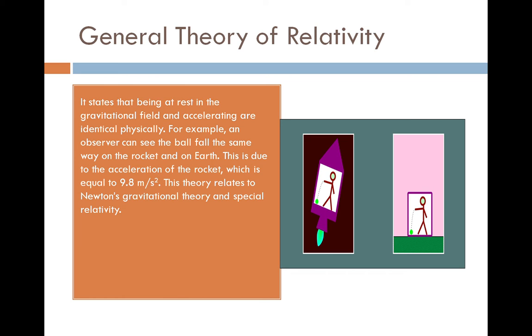In this picture you can see two persons standing and throwing a ball. The person on Earth in the second picture is at rest, and though he's throwing the ball, it seems to behave the same as when the person is throwing it on the rocket, which is accelerating at 9.8 meters per second squared. These both are the same, and this is called the general theory of relativity.